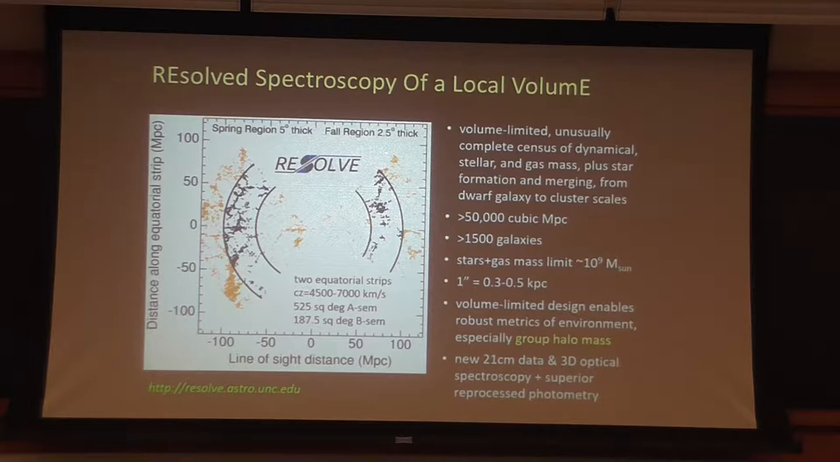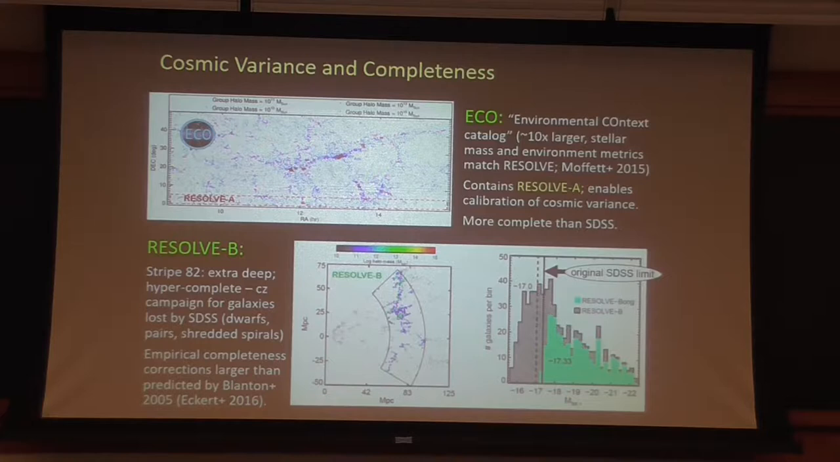Then that's the answer. All right, so cosmic variance and completeness are two issues for a survey like this. As I mentioned, RESOLVE is about 50,000 cubic megaparsecs, and as you can see, it's a formidable observing challenge. Nonetheless, that's small by cosmological standards. So we have enclosed it in this survey called ECO, the Environmental Context Catalog. It's about 10 times larger. The stellar mass and environment metrics match RESOLVE.